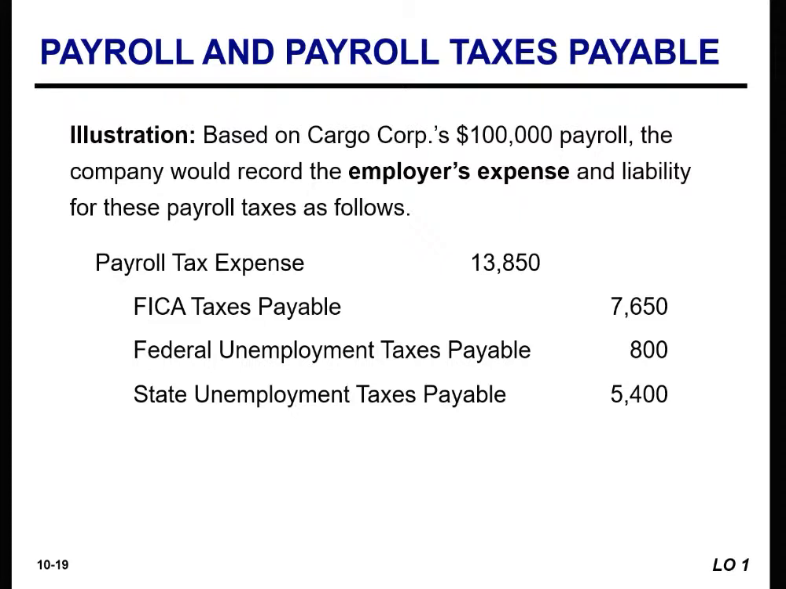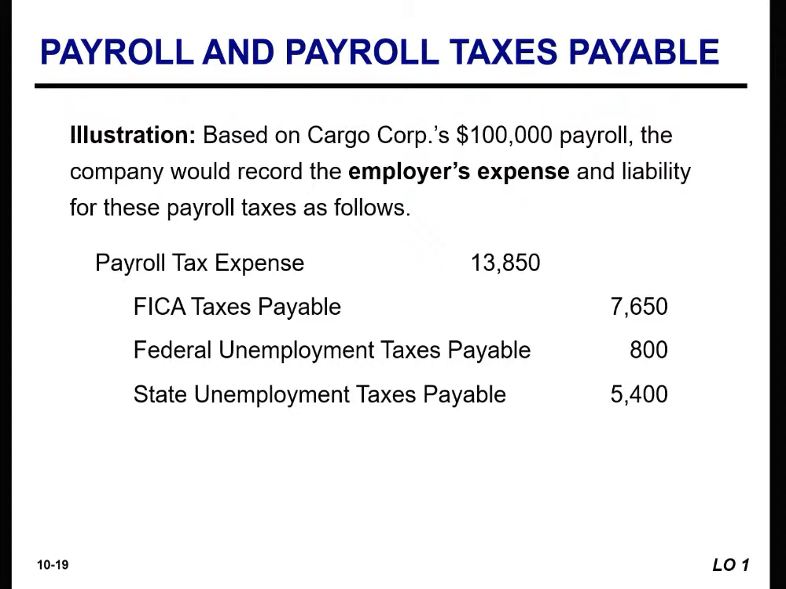The total expenses add up to $13,850. $7,650 of it is related to our FICA taxes, $800 to our federal unemployment taxes, and $5,400 of it to our state unemployment taxes payable.